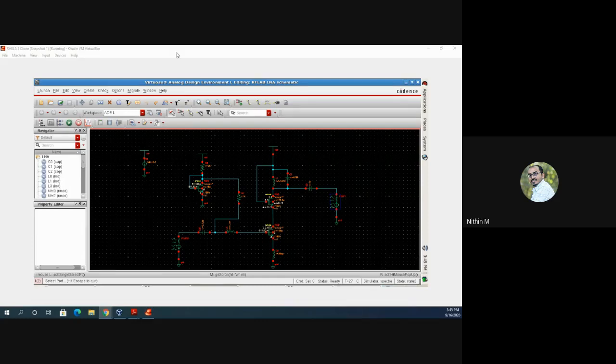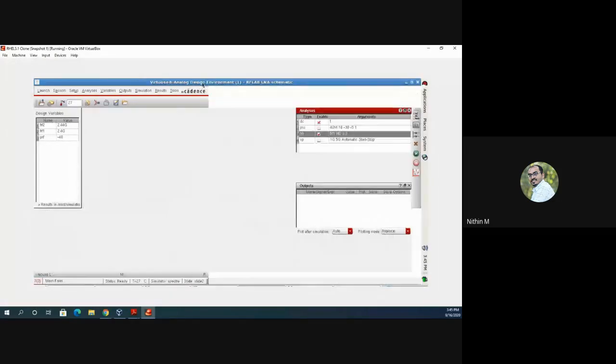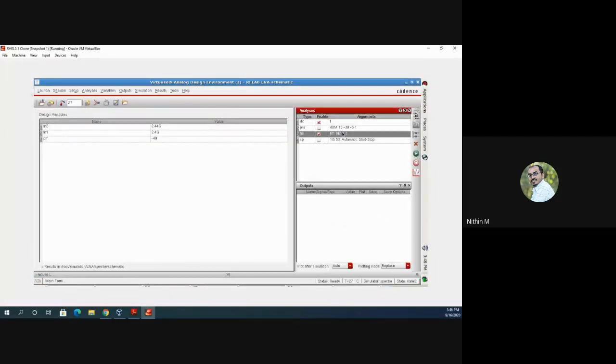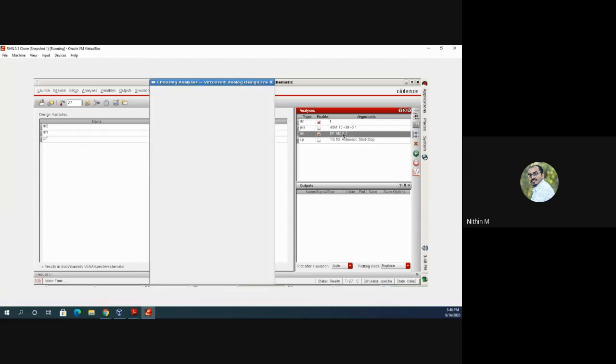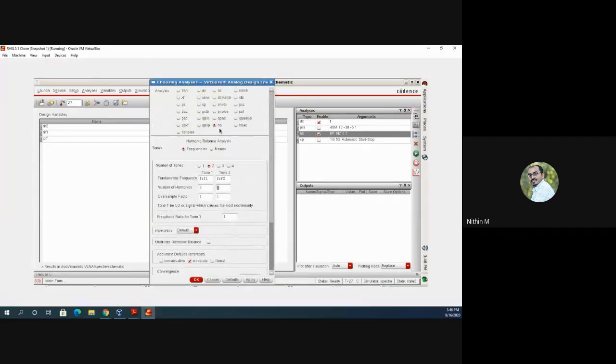Yeah, so the same simulation example is what I'm showing here. This is an amplifier circuit now. I have already launched ADS here, and the same harmonic balance analysis is set over here. But one difference is, you can see the setup here for the harmonic balance analysis.